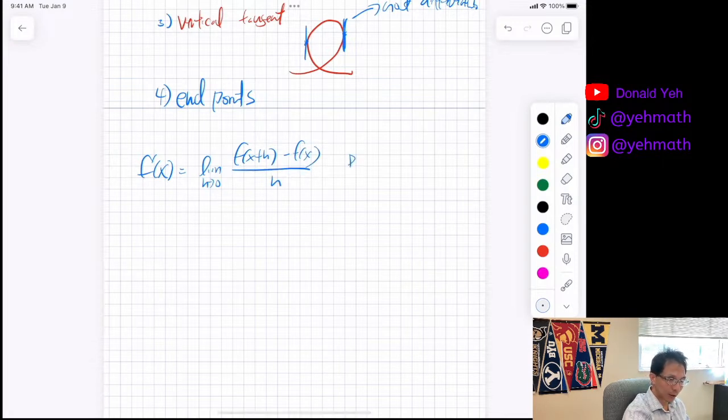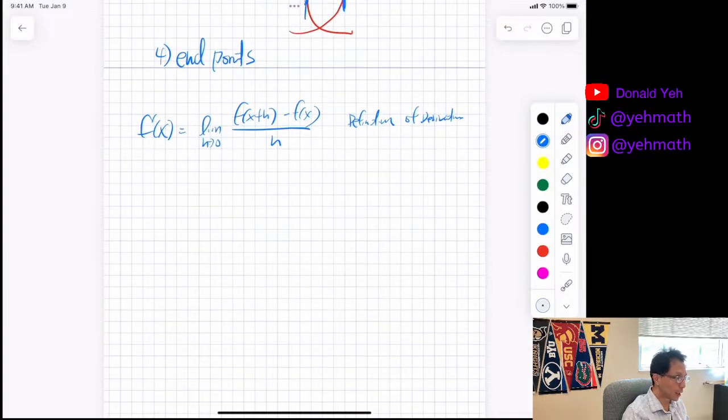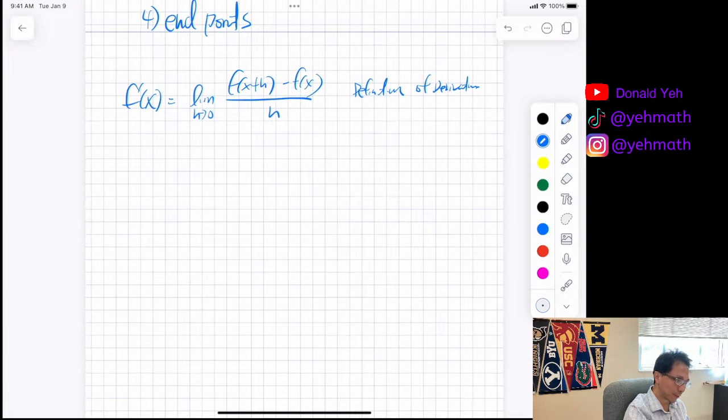This is the definition of derivative. And that's done. We don't have to do this for today. I mean, you're going to get a couple of questions in today's homework like this, but most of the homework questions are going to be what? The alternative definition of derivative.